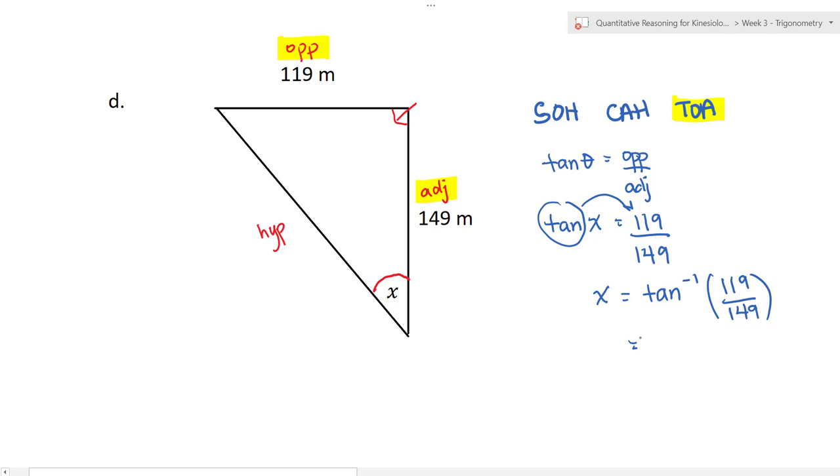I'm going to type this on my calculator. Tan inverse of 119 over 149. And I get 38.612. My 1 was followed by a 2, so it doesn't get rounded up. And my X is representing an angle, so the units for the angle should be in degrees. So that's in degrees. And that's it.